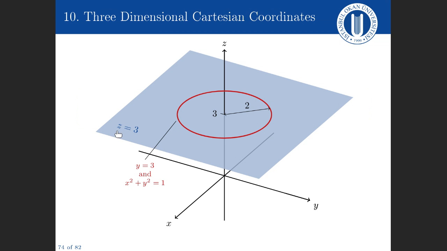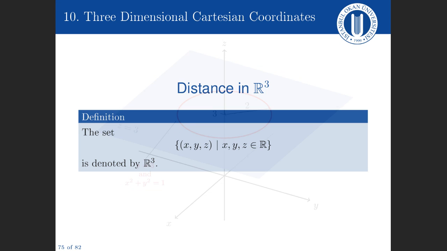In blue, I've shown the plane z is equal to 3. Inside this plane, we have a circle of radius 2. So imagine a red circle which is hovering in space at height 3. The set of all points in three-dimensional space, that's any real number x, any real number y, any real number z. We've got 3 lots of the real numbers, so we call this R3.